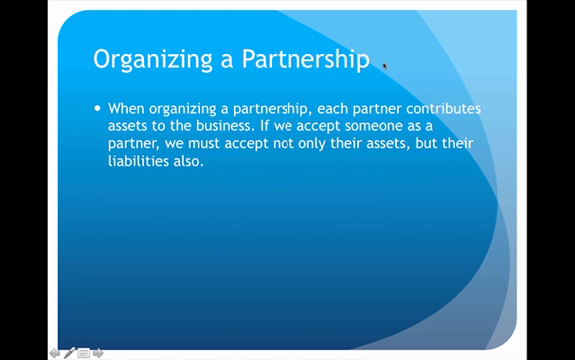Now, when they originally organized the partnership, we're going to be admitting partners. And every time a partner comes into the business, we're going to have a certain amount of contribution from that partner. And what that person contributes could be many different things. It could be cash, it could be any type of asset, buildings, land. So we would accept all those assets as part of their original contribution. But at the same time, if we're going to accept someone as a partner, not only do we take responsibility for their assets, but also for the liabilities that they might also bring with them. So you always have to watch out for that.